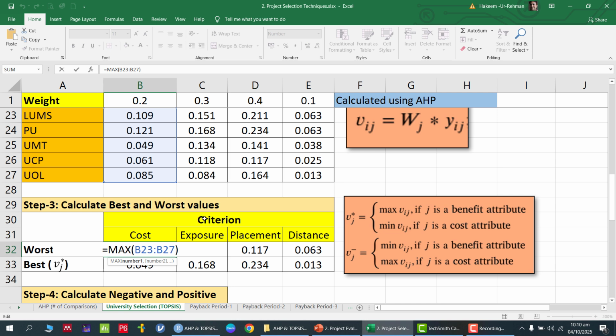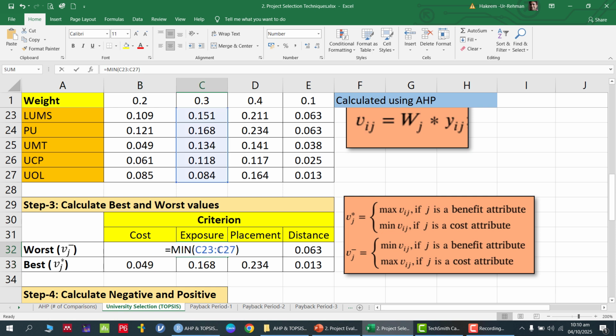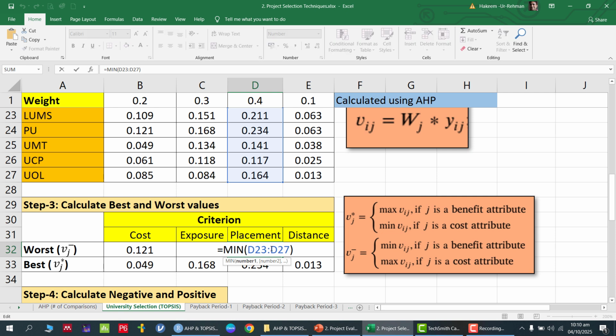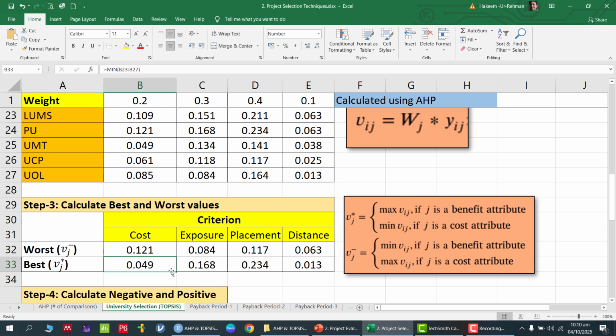So I am saying, against which alternative we are going to bear the maximum cost, right? Similarly, for exposure, the worst is going to be the minimum exposure, whereas placement is also a positive criteria or a benefit criteria. So the minimum is the worst one, whereas for distance, the maximum distance is the worst one. So that's why we are considering the maximum one. Okay, so the same is the case for the best.